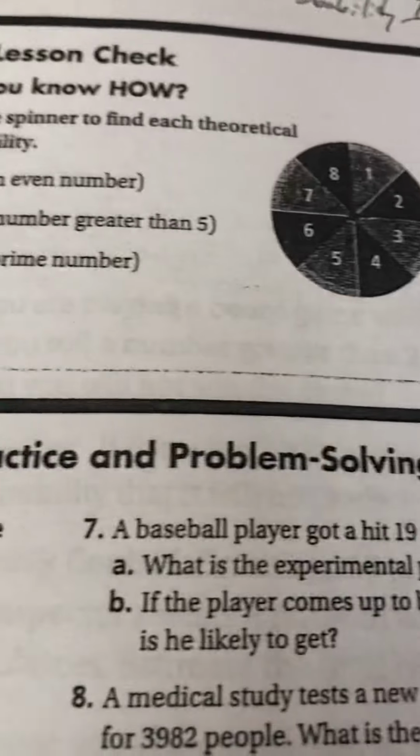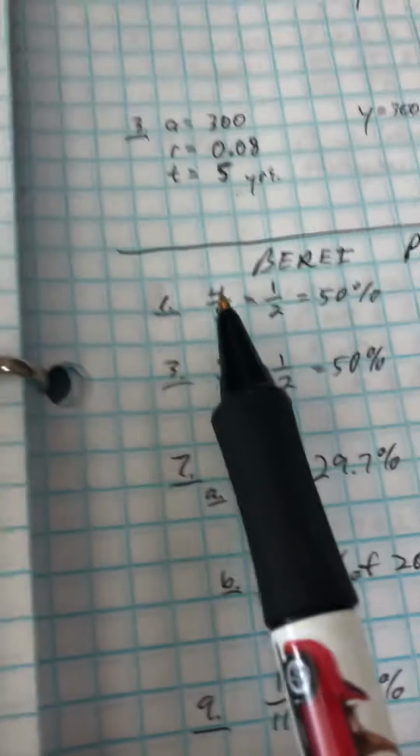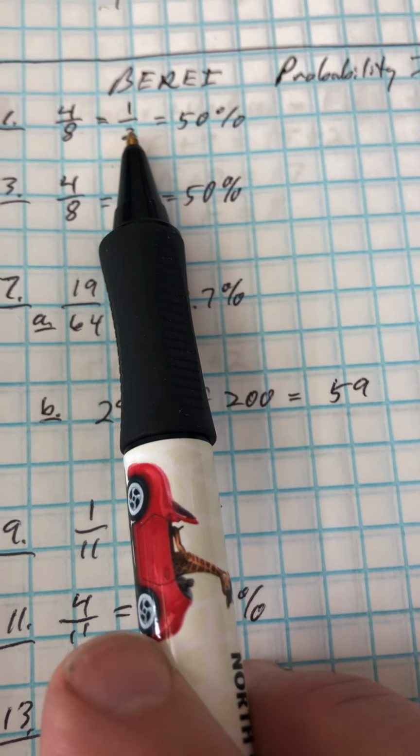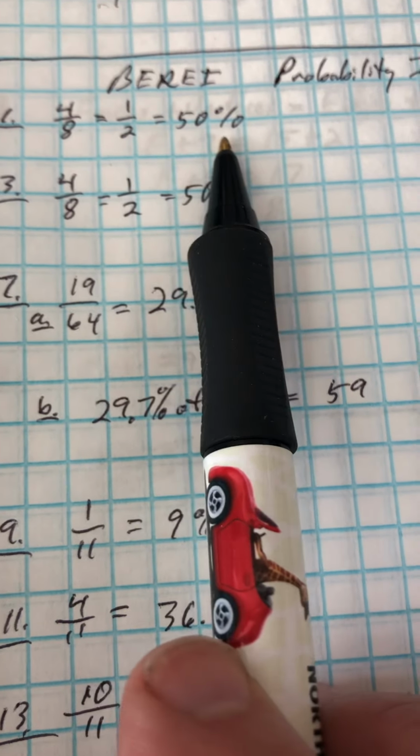So for number one, the probability of an even number, so even numbers, we have 2, 4, 6, 8. So we would have 4 out of 8, or 1/2 equals 50%.